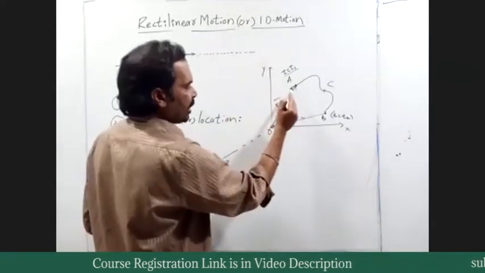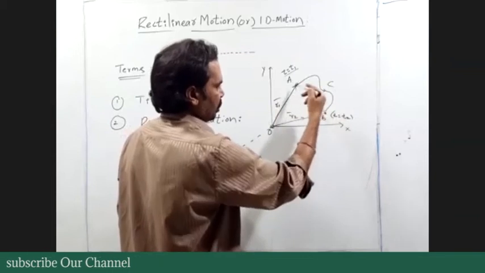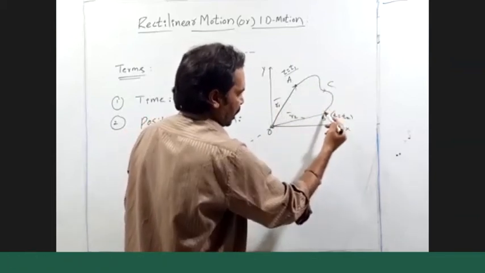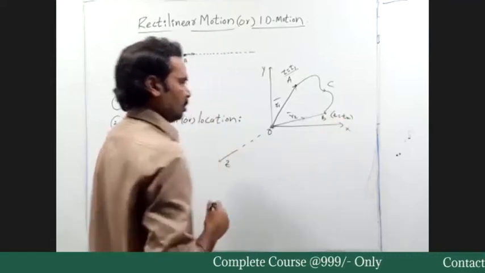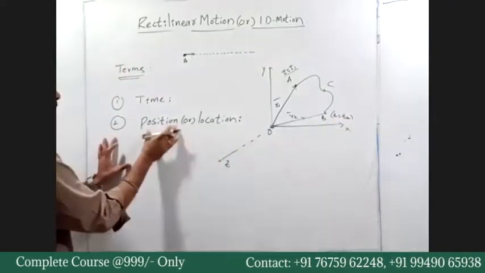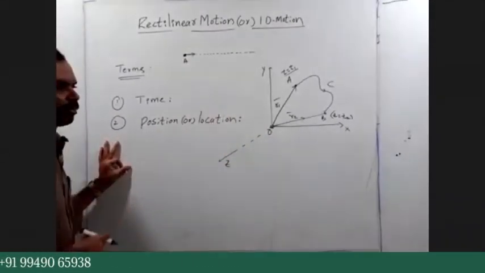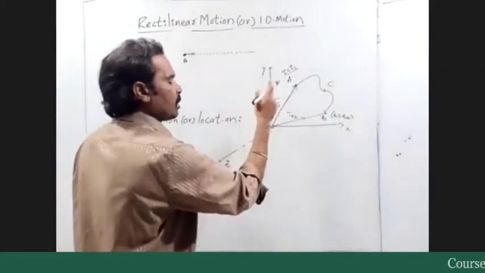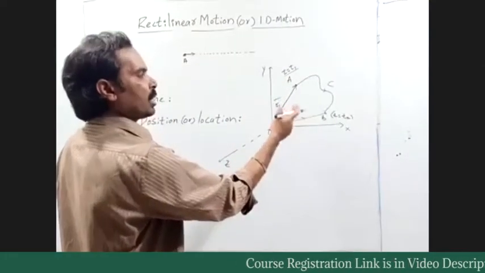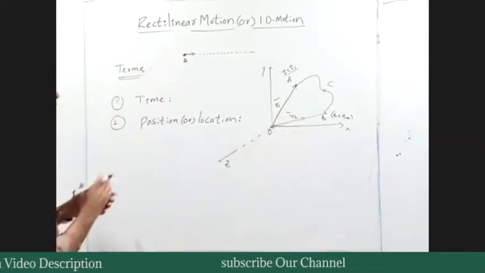From this point A, it begins to move along one particular path, the ACB path, and it comes to point B at instant time T2. So this is the position or location. What is the position? It indicates the position of the moving particle with respect to the origin of the given coordinate system, right?